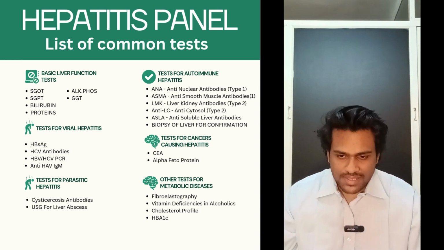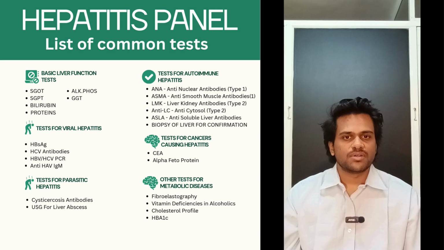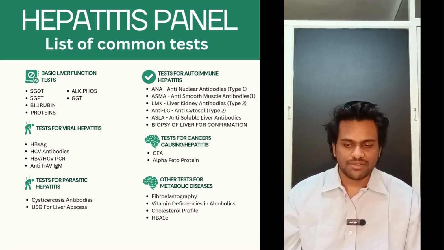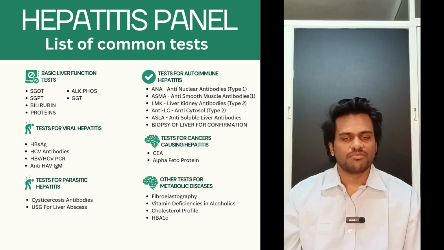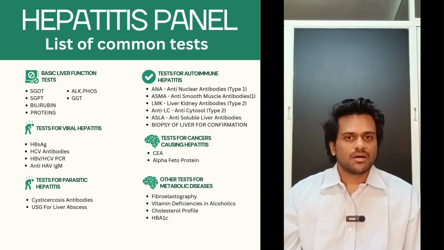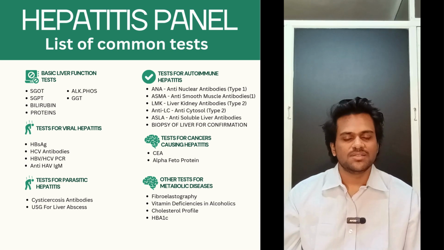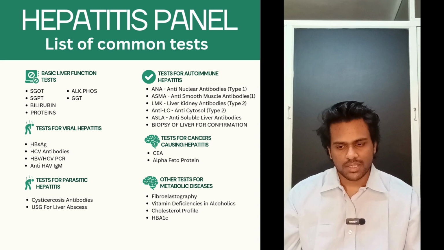The next group of tests are the ones which we use to check for a viral infection in your liver. Viruses are one of the most common causes of swelling in your liver, and for this we do tests like HBsAg, HCV, and several other tests. Each of them checks for a specific type of virus. Usually in hepatitis, the important viruses are hepatitis B and hepatitis C. These are the most common causes. So we check for that, and all these are also blood tests.